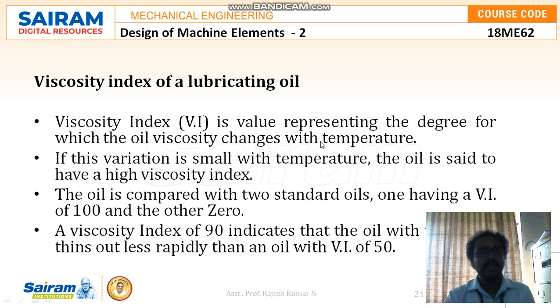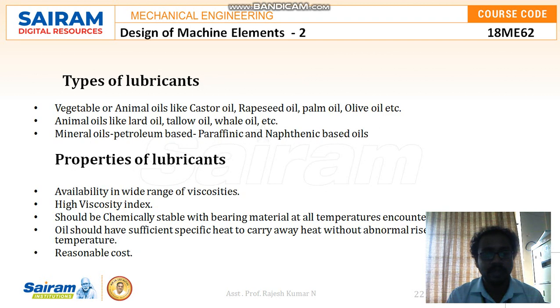Next is the viscosity index of a lubricating oil. The viscosity index is the value which represents the degree to which the oil viscosity changes with temperature. If this variation is small with temperature, then the oil is said to have a high viscosity index. The oil is compared with two standard oils, one having a VI of 100 and another having a VI of 0. So a viscosity index of 90 indicates that the oil thins out less rapidly than an oil with a viscosity index of 50.